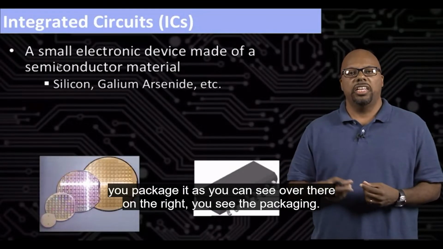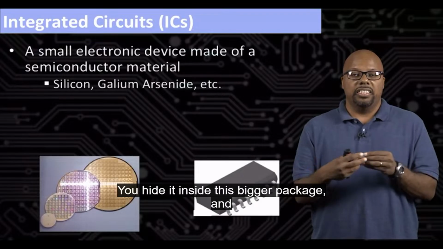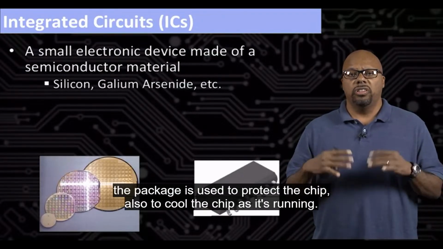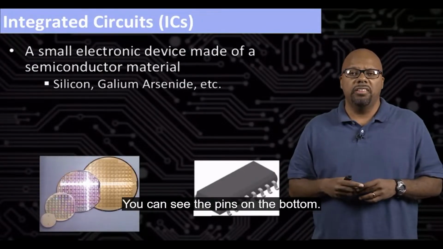And so you take that chip and you package it, as you can see over there on the right. You can see the packaging. You hide it inside this bigger package, and the package is used to protect the chip, also to cool the chip as it's running, also to wire its pins. You can see the pins on the bottom.